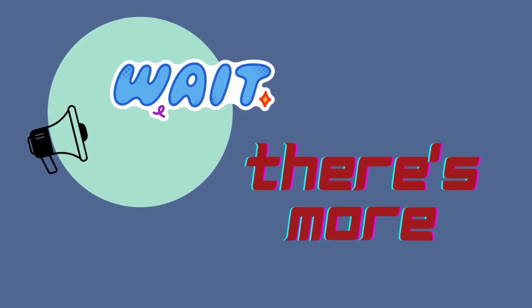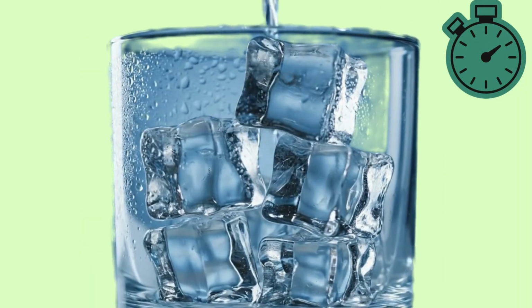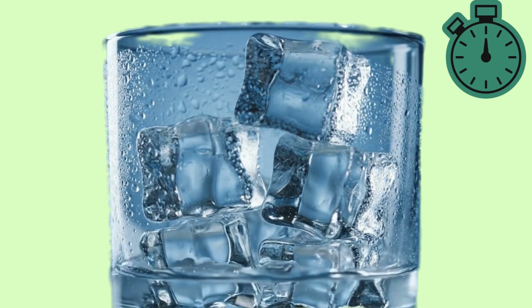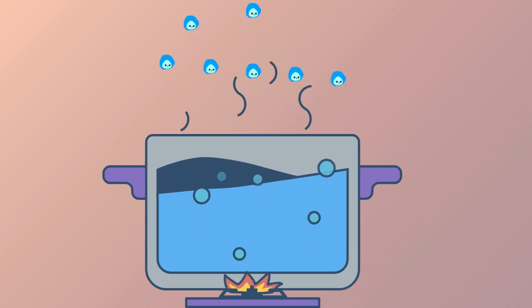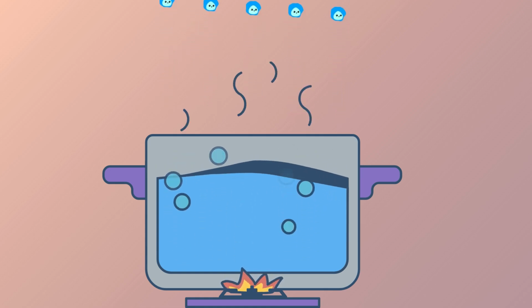But wait, there's more. Matter can change from one state to another. When ice melts, it goes from a solid to a liquid. When water boils, it turns into steam, a gas. These changes are called phase transitions.